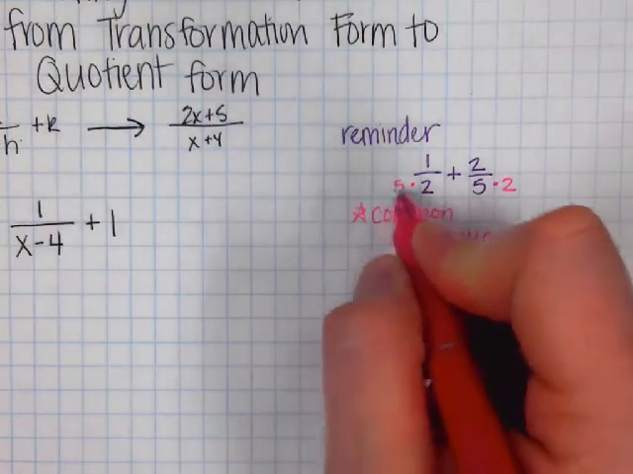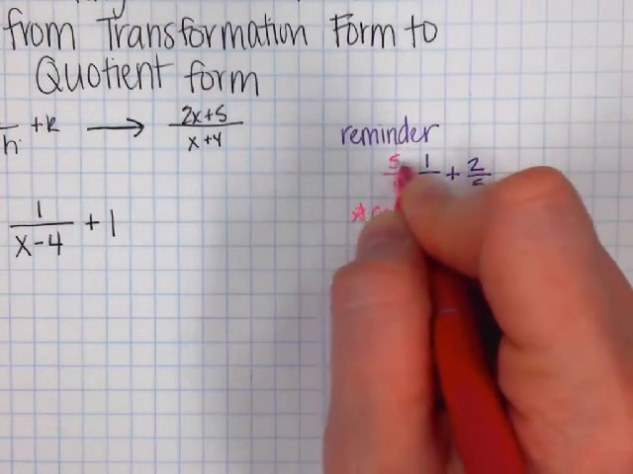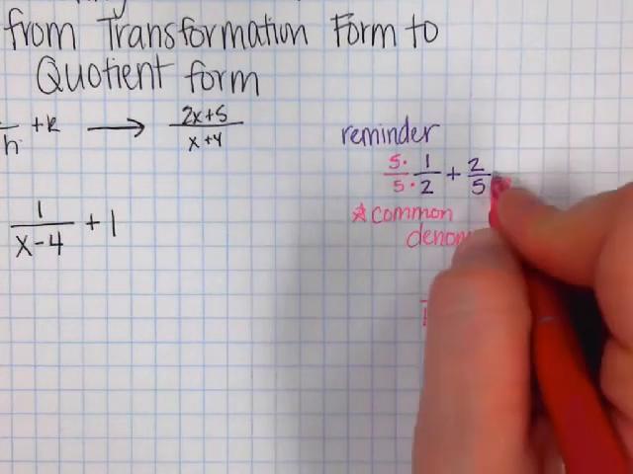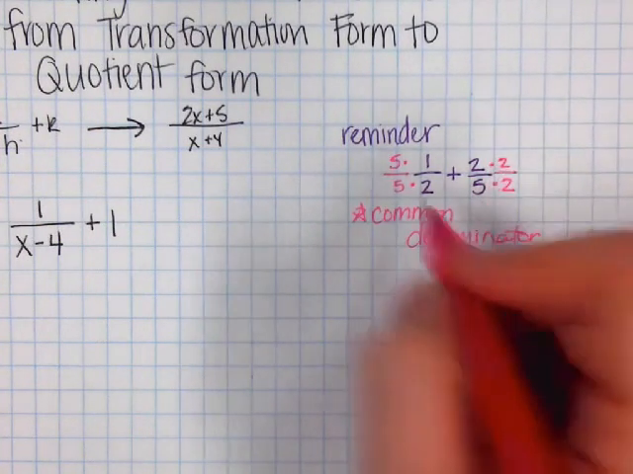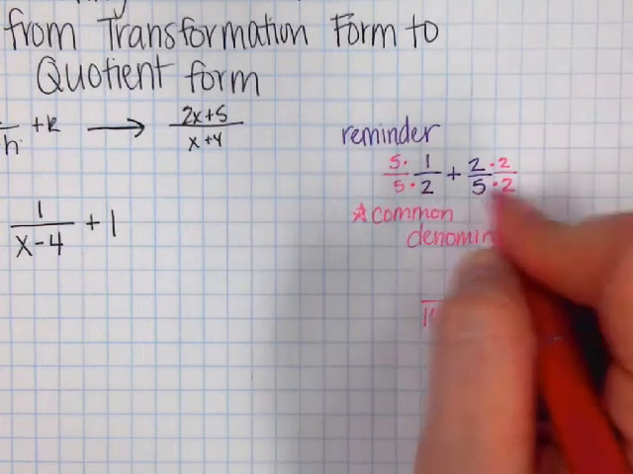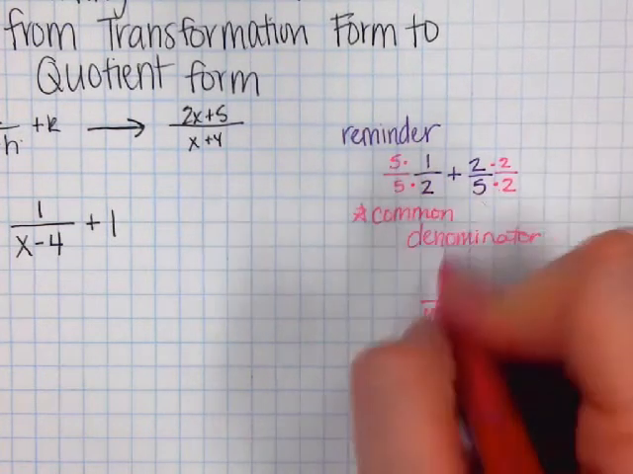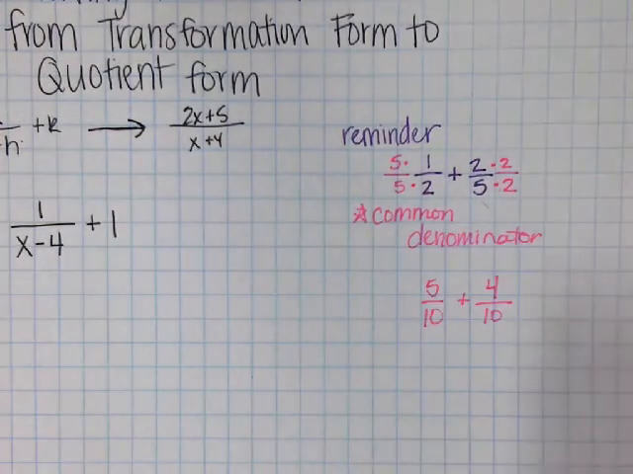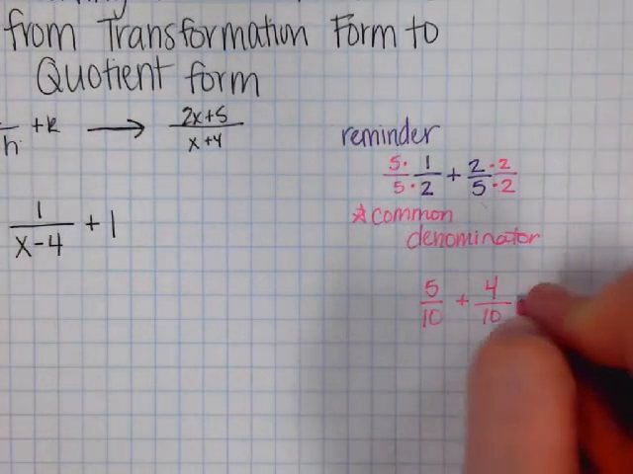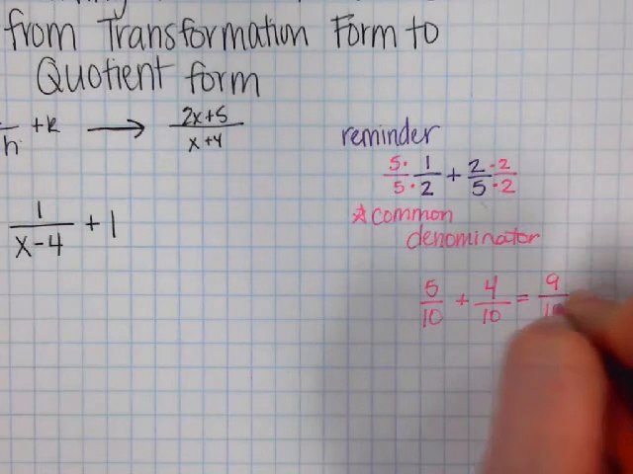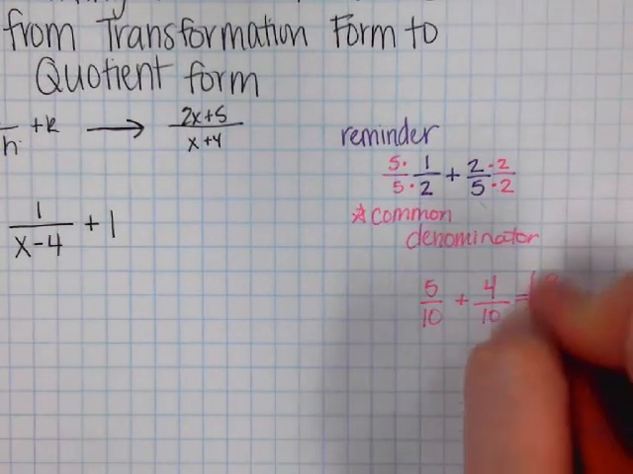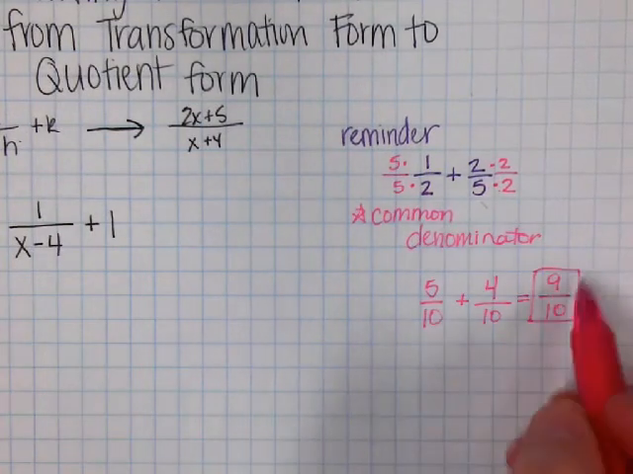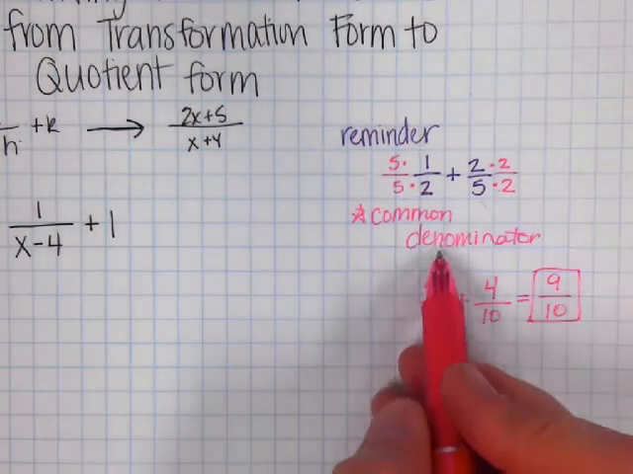Now, I can't just randomly multiply by a 5. You always have to multiply by 1. So whatever I multiply on the bottom, I have to multiply on the top. 5 times 2 would be 10. 5 times 1 is 5. 2 times 2 is 4. And then 5 plus 4 is 9, so it would be 9/10 when I add that together. So that's getting a common denominator.